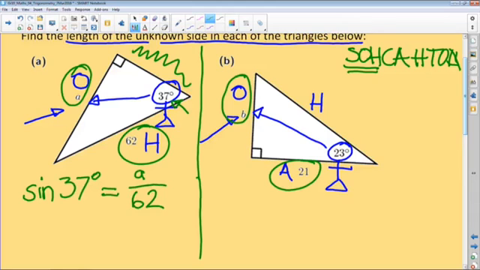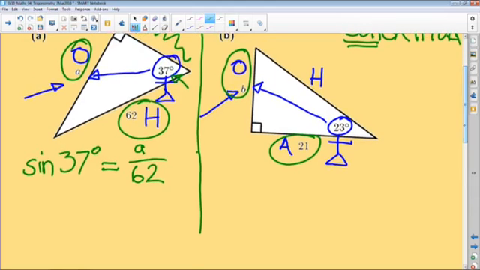So now we need to solve the equation. The real question is, who is the girl in this equation? If you said A is the girl, then you would be right. That's what we need to solve for.